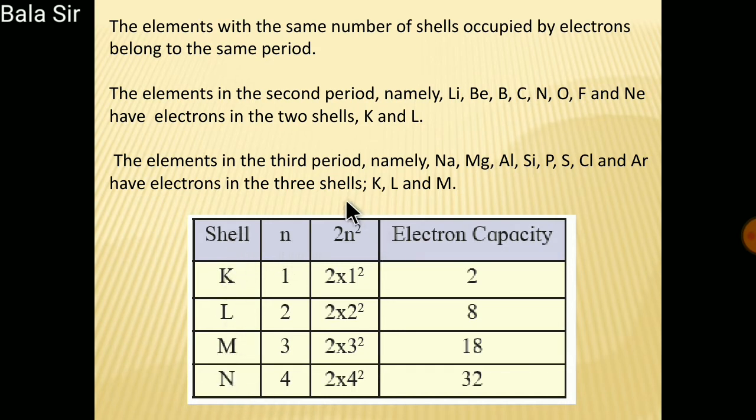This is the formula 2n square. If you put the number of shells 1, 2n square, 2 times 1 square, so 2 ones are 2. The electron capacity for K shell is 2. For L shell 8. For M shell 18. For N shell 32.